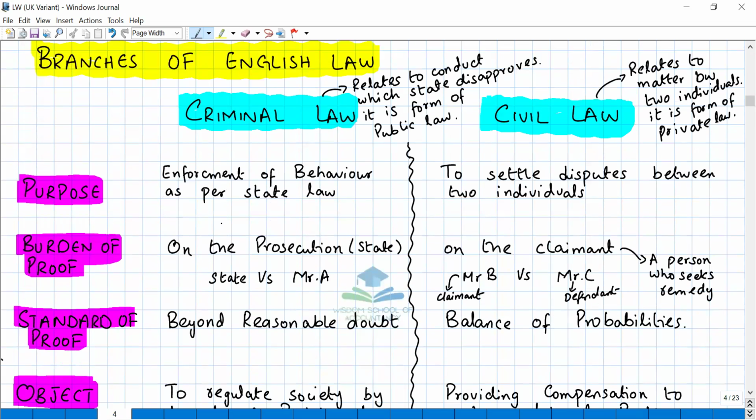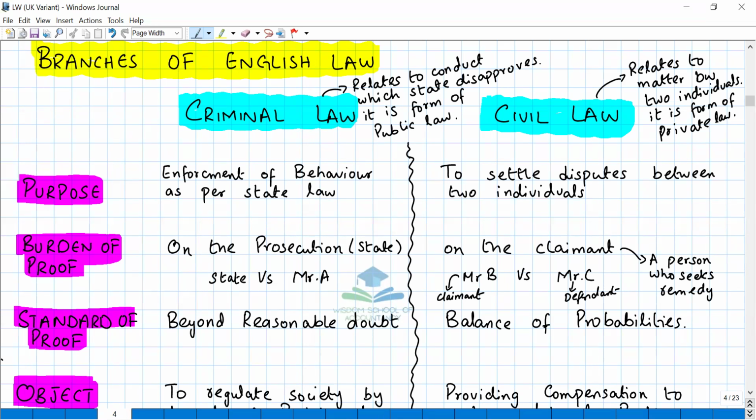Now there are two branches of English law, or the UK law: criminal law and civil law. Criminal law relates to conduct which the state disapproves. It is a form of public law. So criminal law tells us those conduct that the government or the state disapproves, the conduct that we should not perform. Similarly, civil law relates to matters between two individuals. It is a form of private law, concerned with matters between two individuals.